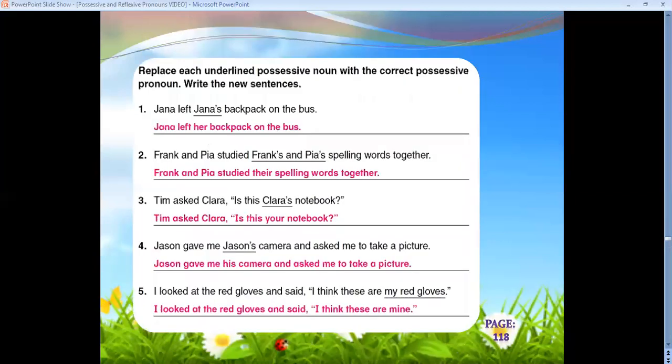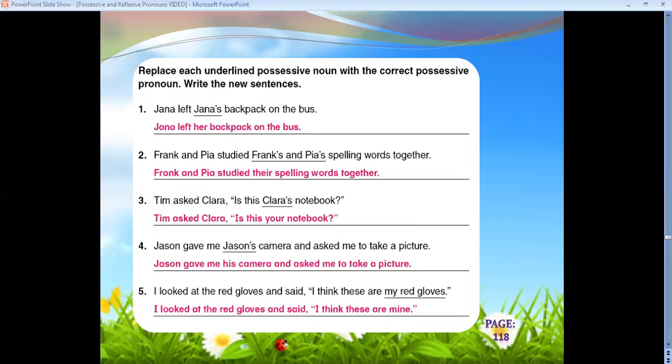We'll see. Let's check. So, Jana left her backpack on the bus. Her. That's right. Frank and Pia studied their. I said the spelling words are for them, so their spelling words. Tim asked Clara, "Is this your notebook?" Yeah, he's talking to her. Jason gave me his camera and asked me to take a picture. That's right. And I looked at the red gloves and said, "I think these are mine."